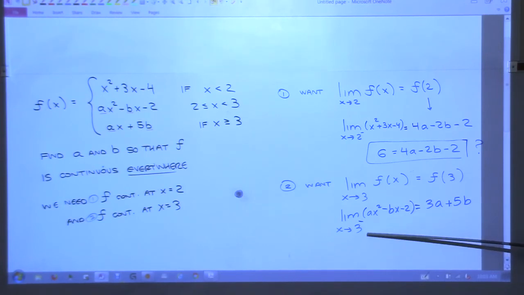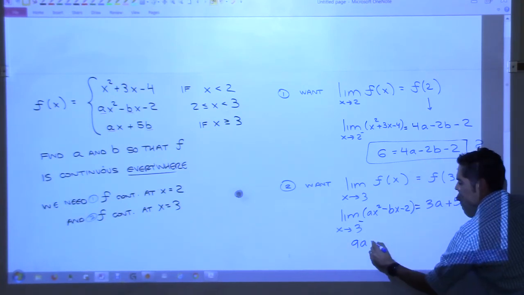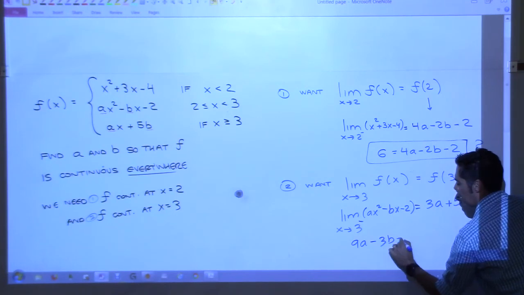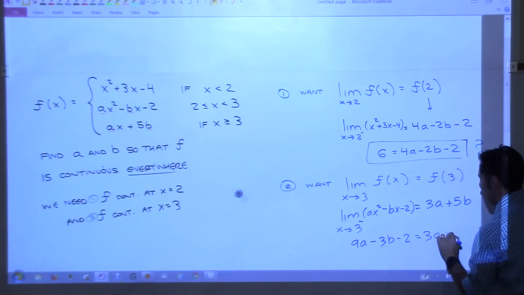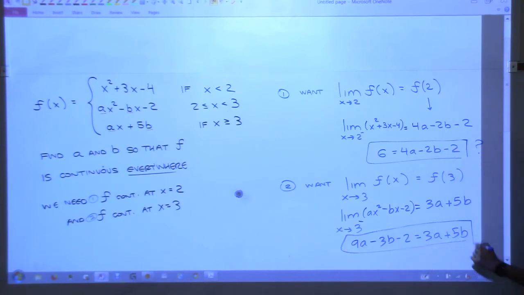And what would happen if you put 3 in here? 9a, because you're squaring 3, 9, minus 3b minus 2 equals 3a plus 5b. Bam. We have a second equation with two variables in it. Any questions on how I got this?